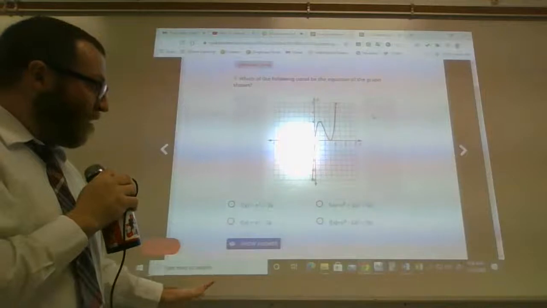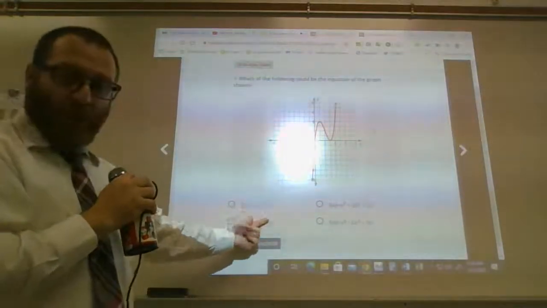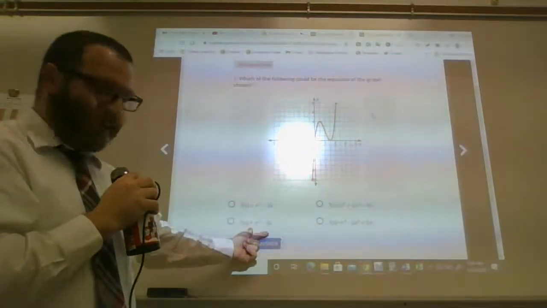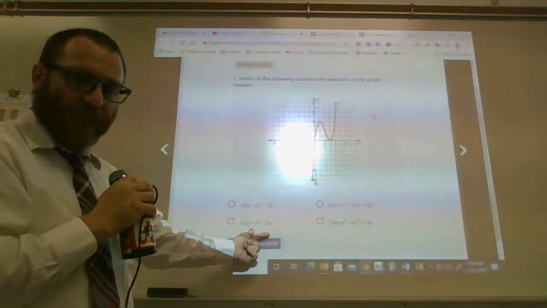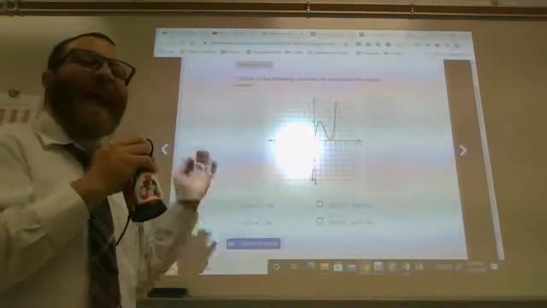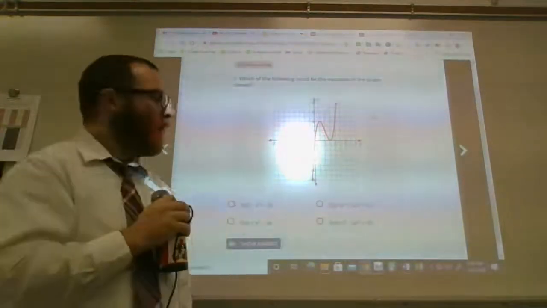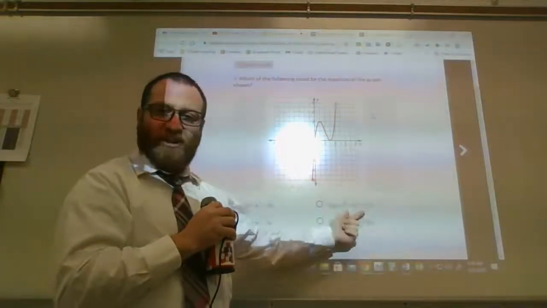So right off the bat, these two equations, with the x squared being the largest exponent, cannot be the answer. It has to be one of these two.